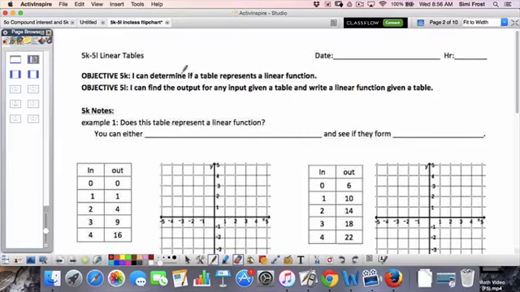So our first objective: I can determine if a table represents a linear function. So let's look at that first and then we'll come back to 5L. So does this table represent a linear function? And we have a couple tables here and we're going to figure that out.